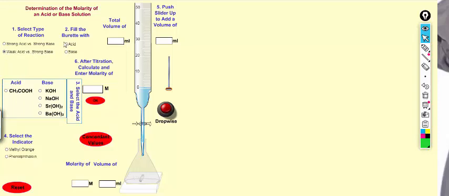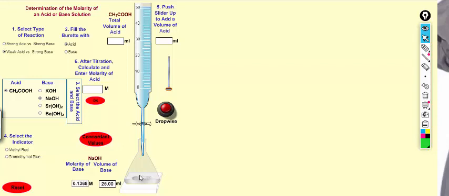I want you to fill the burette with acid. So there you go. Now the acid, they only have one choice for the acid, so the acid we're going to use is acetic acid here. You can see the volume going up. And the base actually doesn't matter if you choose potassium or sodium hydroxide. We'll check sodium hydroxide. So the flask now will be filled with sodium hydroxide.